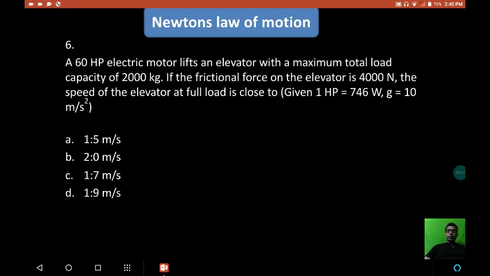Let us solve the next problem, that is from Newton's laws of motion. A 60 HP electric motor lifts an elevator with a maximum total load capacity of 2000 kg. If the frictional force on the elevator is 4000 Newton, the speed of the elevator at full load is close to what? We have to find the speed of the elevator when the load is completely full. So let us solve this problem.